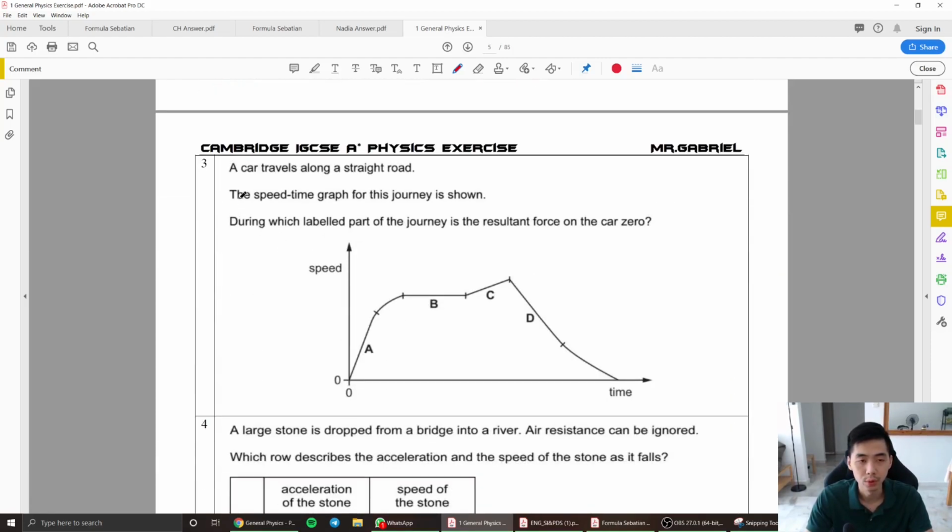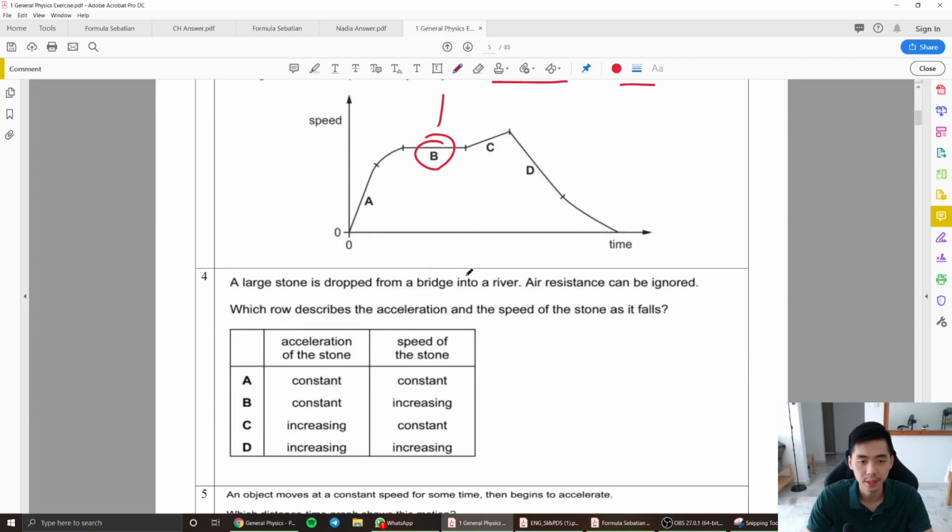Then looking at question number 3, a car travels along a straight road. The speed time graph for this journey is shown. During which labeled part of the journey is the resultant force on the car 0? In order for the resultant force to be 0, the speed must no longer be increasing, in other words, zero acceleration. So the answer is obviously going to be B in this case here.